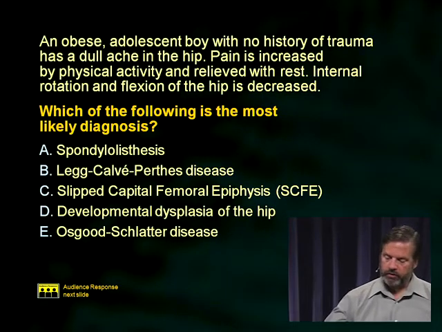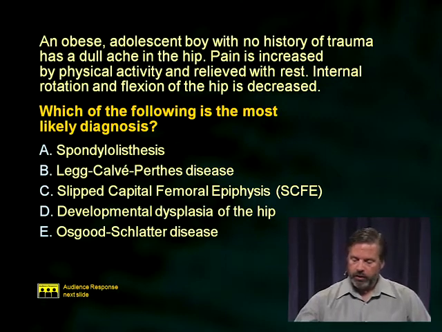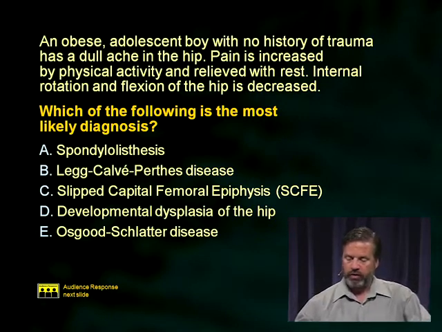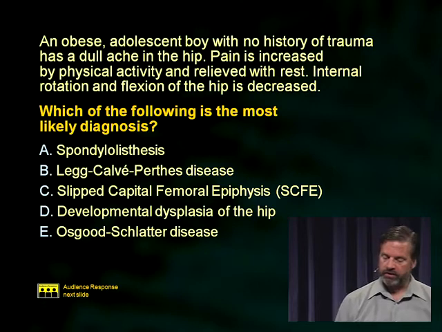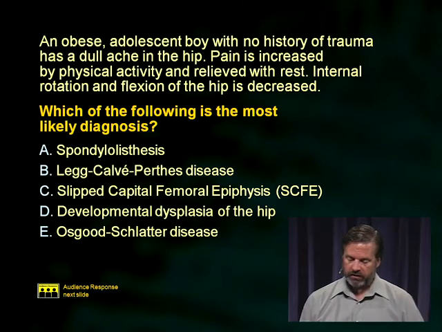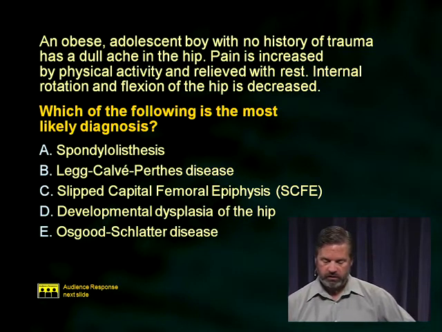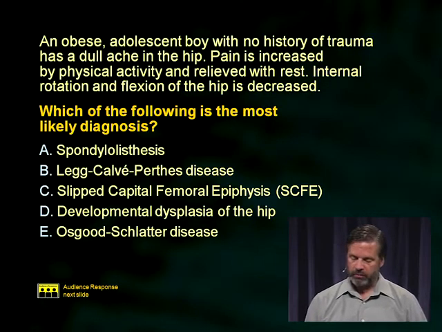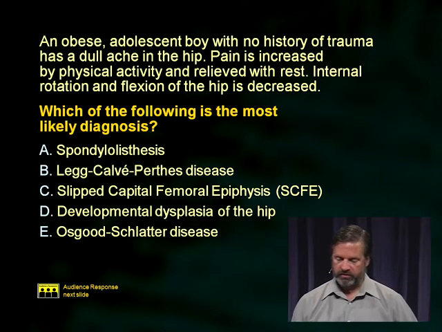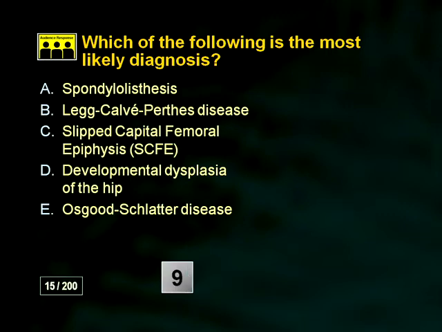All right, another orthopedic question for you. An obese adolescent boy with no history of trauma has a dull ache in his hip. Pain is increased by physical activity and relieved with rest. Internal rotation and flexion of the hip is decreased. Which of the following is the most likely diagnosis? So is this A, spondylolisthesis, B, Legg-Calvé-Perthes disease, C, slipped capital femoral epiphysis, D, developmental dysplasia of the hip, or E, Osgood-Schlatter disease? So go ahead and grab your button box and make a choice.